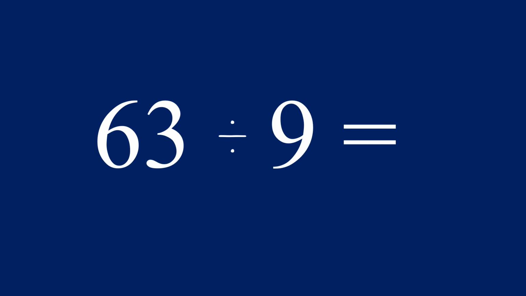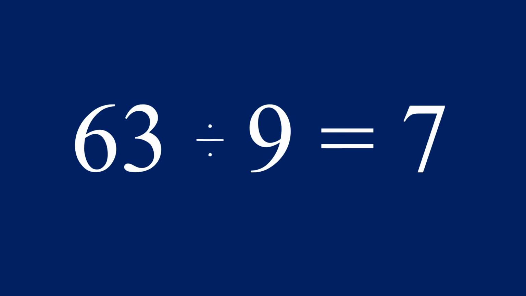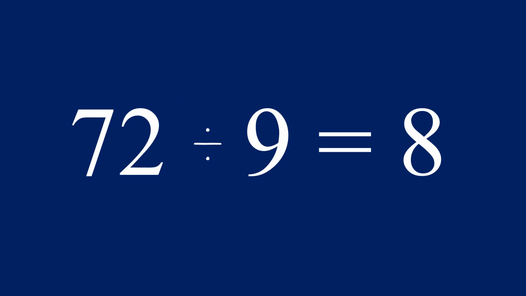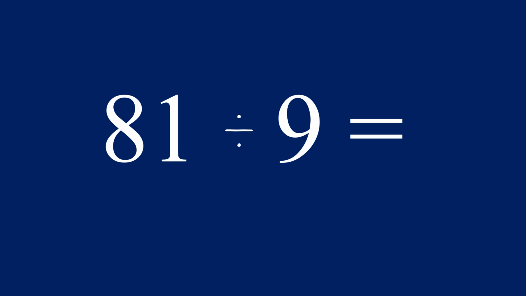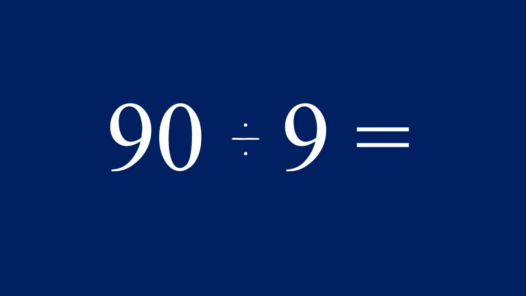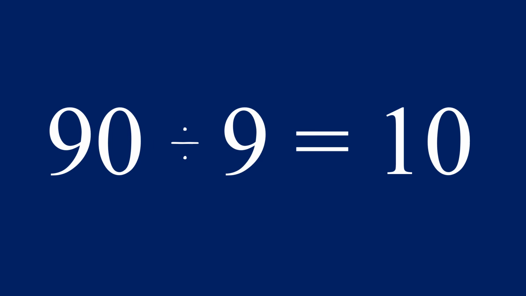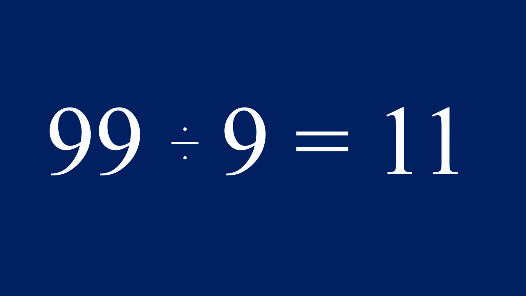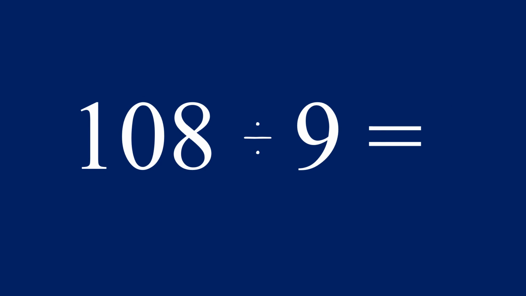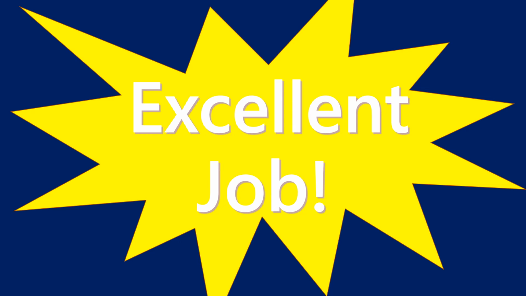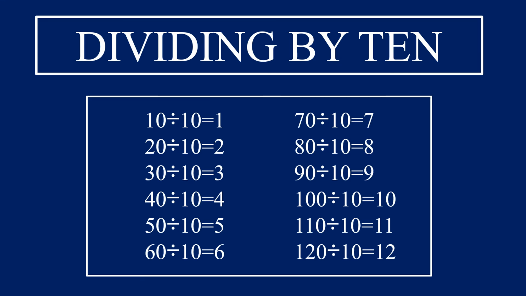63 divided by 9 equals 7. 72 divided by 9 equals 8. 81 divided by 9 equals 9. 90 divided by 9 equals 10. 99 divided by 9 equals 11. And 108 divided by 9 equals 12. Excellent job. Okay, now let's practice dividing by the number 10.